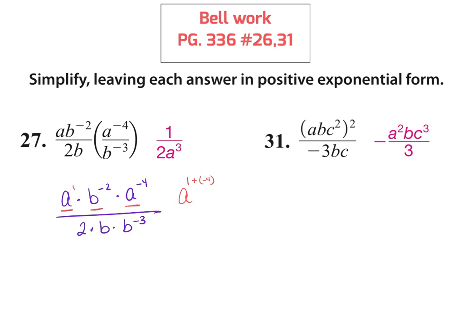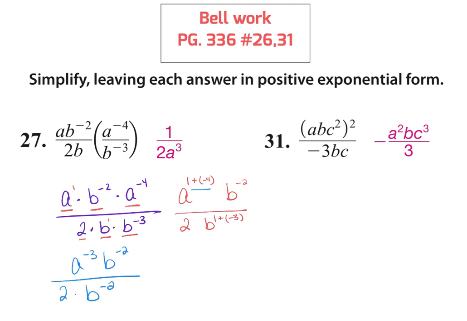The b on top really doesn't have anything on top that it can simplify with. And then on the bottom, I have a 2. The 2 is going to stay there. And then I have a b to the first and a b to the negative 3rd. So that's b to the 1 plus negative 3, okay? Does everybody see that? Okay? And so 1 plus negative 4, well, that is a to the negative 3, b to the negative 2, 2 times b to the negative 2.